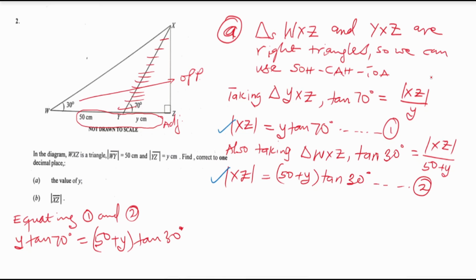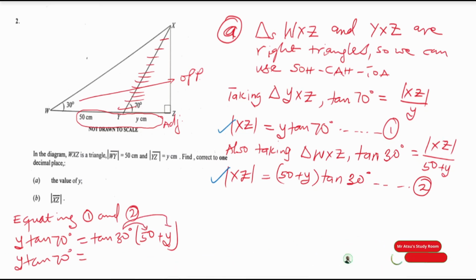Now we are going to use the distributive property for the right hand side. Let me rewrite this as tan 30 degrees multiplying (50 plus y). There's nothing wrong with what I wrote first, because multiplication is commutative, but I just wanted to rewrite it so that we can all see the distributive property very well. So y tan 70 degrees will be equal to this multiplying the 50, and the same thing multiplying the y. We're going to have 50 tan 30 degrees plus y tan 30 degrees.